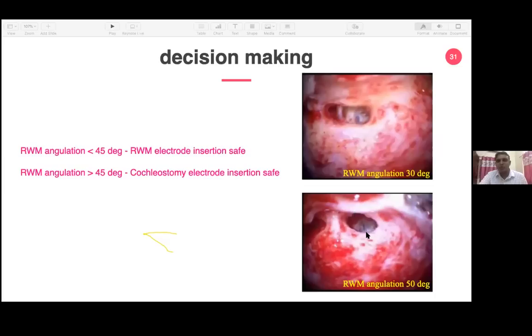You can do a round window membrane insertion, but it is not recommended if the round window membrane angulation is 45 degrees. It's better to do an atraumatic procedure than to do a traumatic recommended procedure. It's always, you need to be as atraumatic as possible.